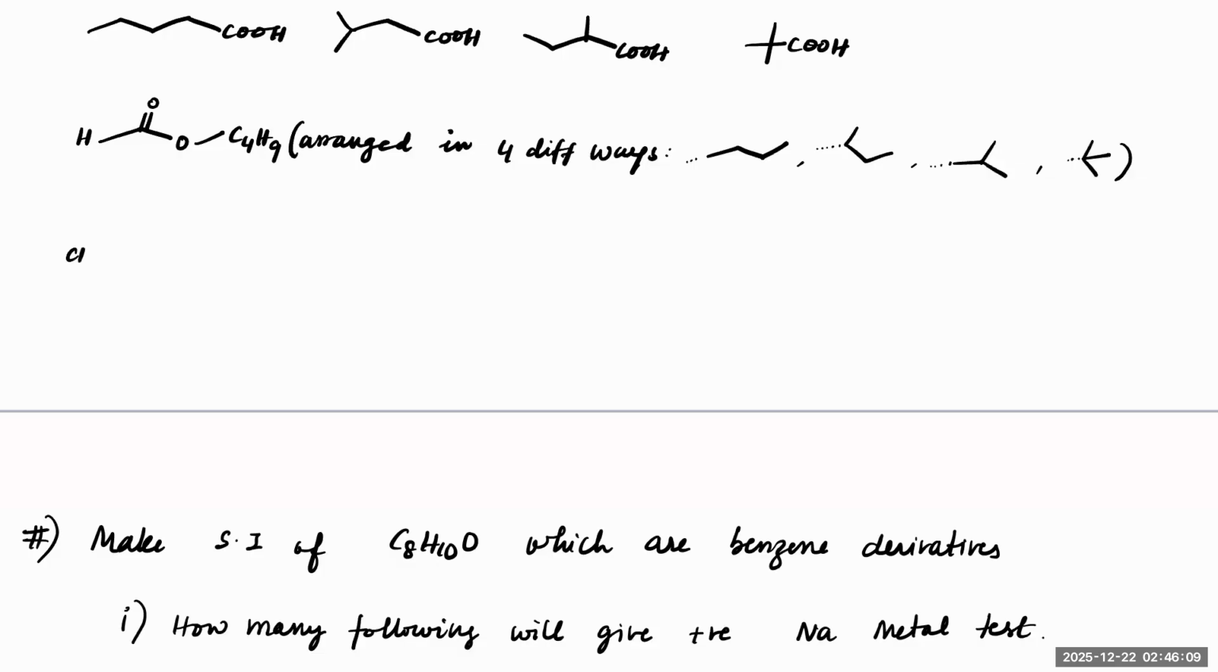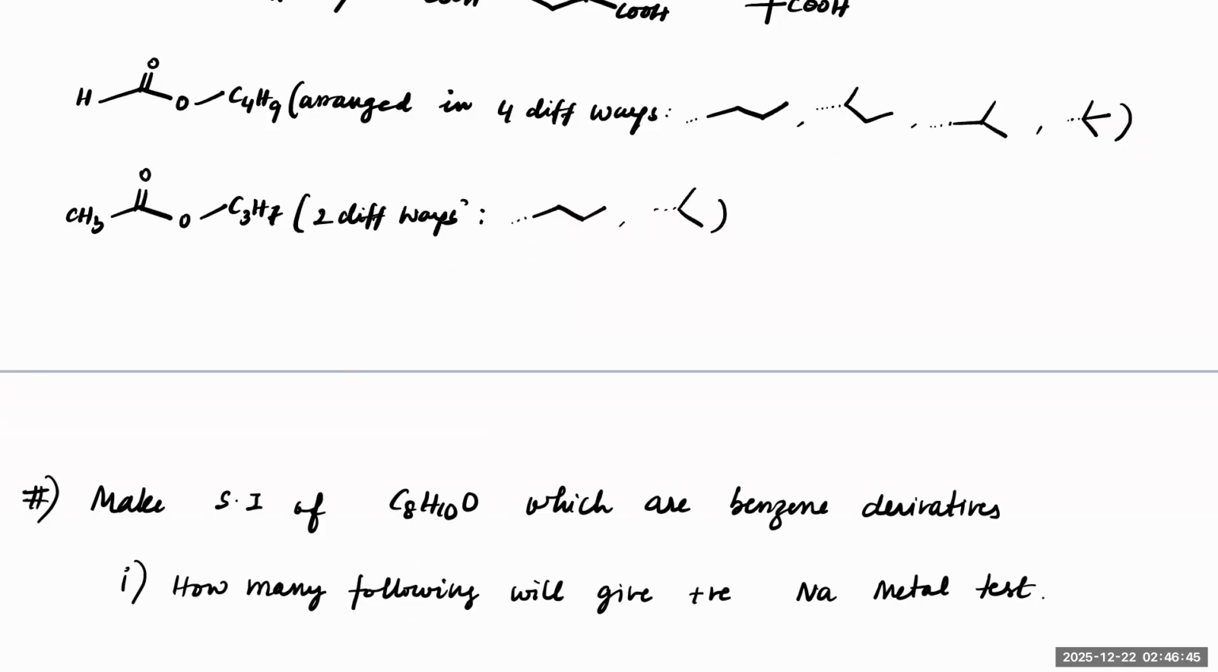Similarly, I can have methyl with double bond O with C3H7. So this can be arranged in, sorry, two different ways we can arrange. That includes one like this, 3 carbons like this, 1, 2, 3. Or the second one is like this, isopropyl kind.